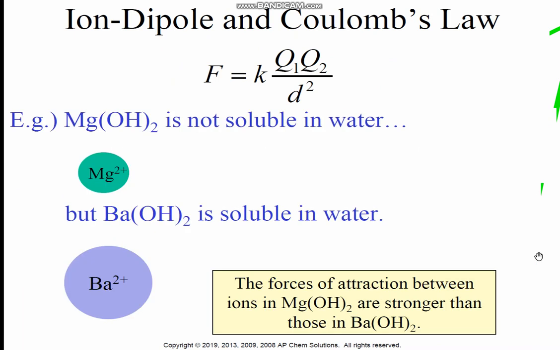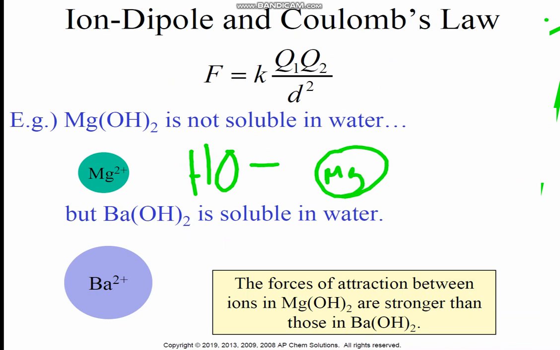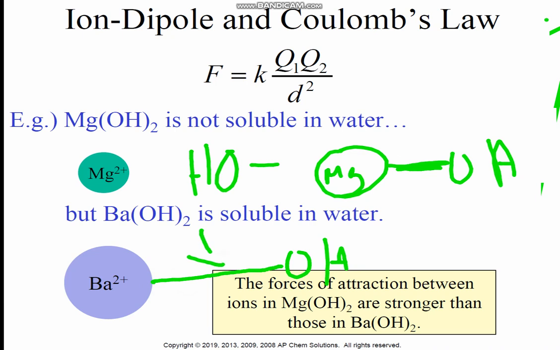As a general rule, magnesium hydroxide is not soluble in water, but barium hydroxide is soluble in water. If we were to draw magnesium hydroxide, we would have an OH, a hydroxyl group, and let's say our magnesium is in the middle, and our hydroxyl group is here. This bond between the magnesium and the oxygen is going to be very short because magnesium is rather small. Whereas with barium and hydroxide, the bond is going to be a longer one.